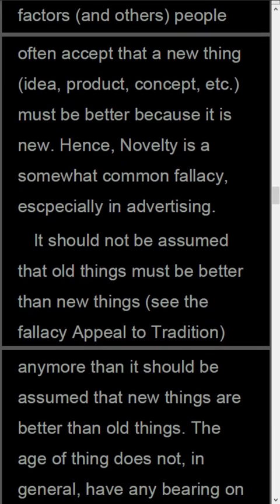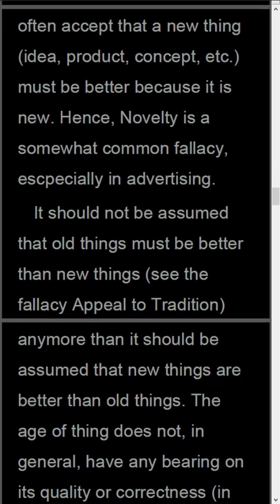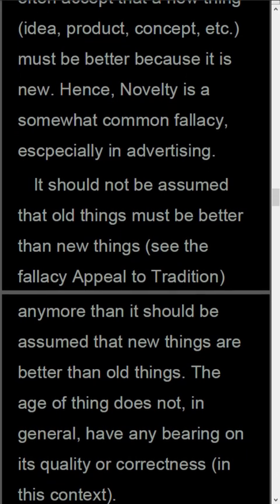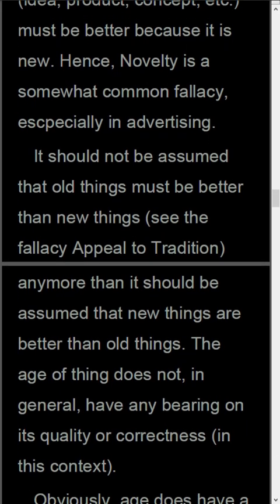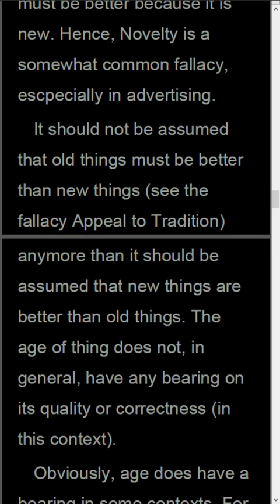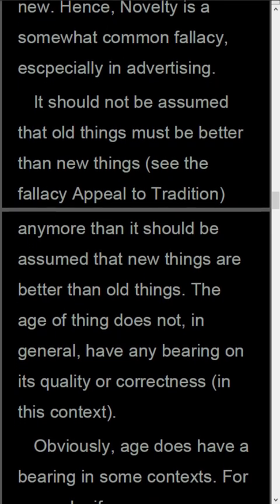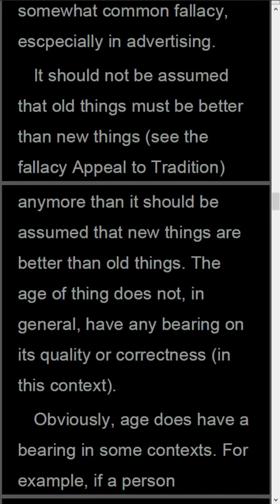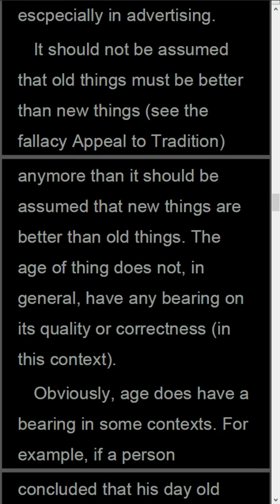It should not be assumed that old things must be better than new things. See the fallacy appeal to tradition. Any more than it should be assumed that new things are better than old things. The age of a thing does not, in general, have any bearing on its quality or correctness.